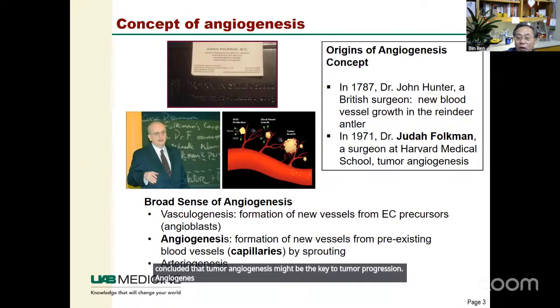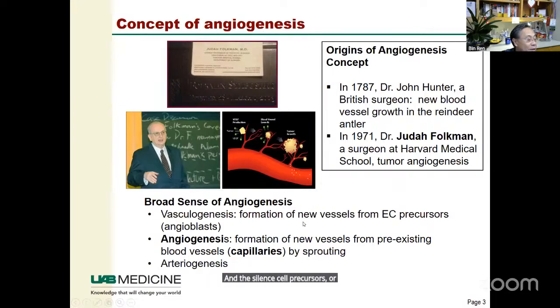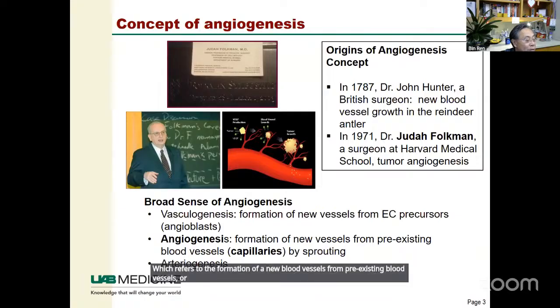Angiogenesis, in a broad sense, includes vasculogenesis, which refers to the formation of new blood vessels from endothelial cell precursors or angioblasts. The angiogenesis usually known by most people refers to the formation of new blood vessels from pre-existing blood vessels or capillaries, usually by sprouting morphogenesis, and arteriogenesis.